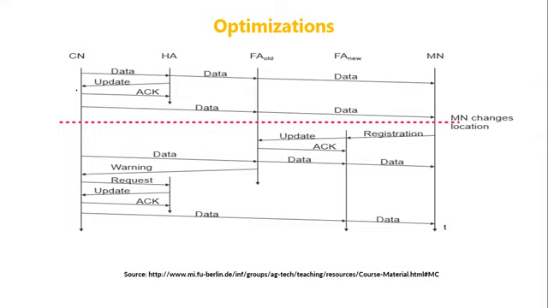So I think the concept is clear. But still, there are some disadvantages with this optimization technique. This optimization for mobile IP to avoid triangular routing causes several security issues, like a security problem called tunnel hijacking.